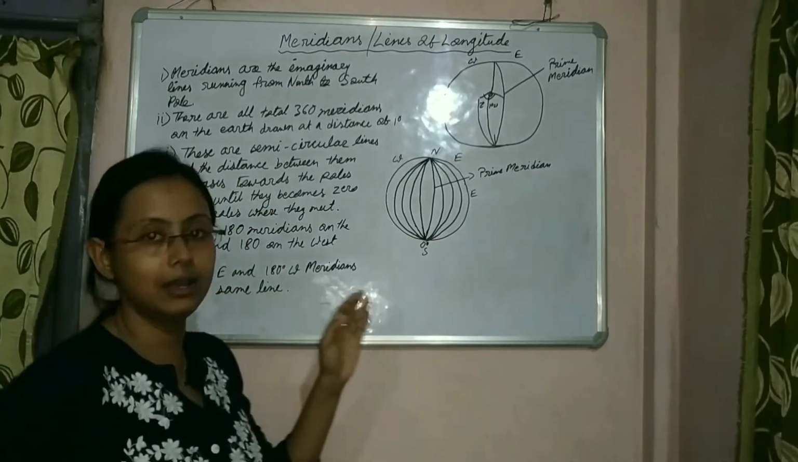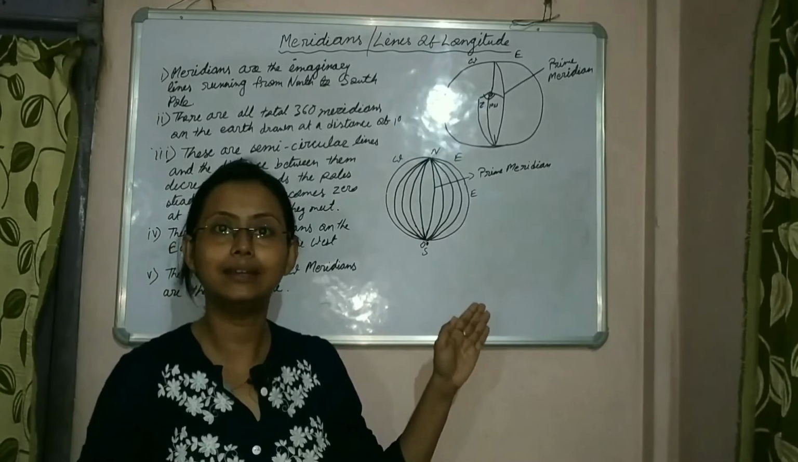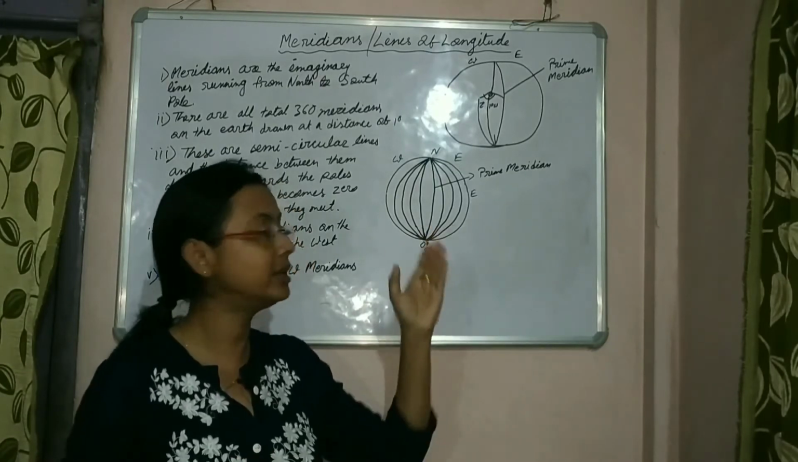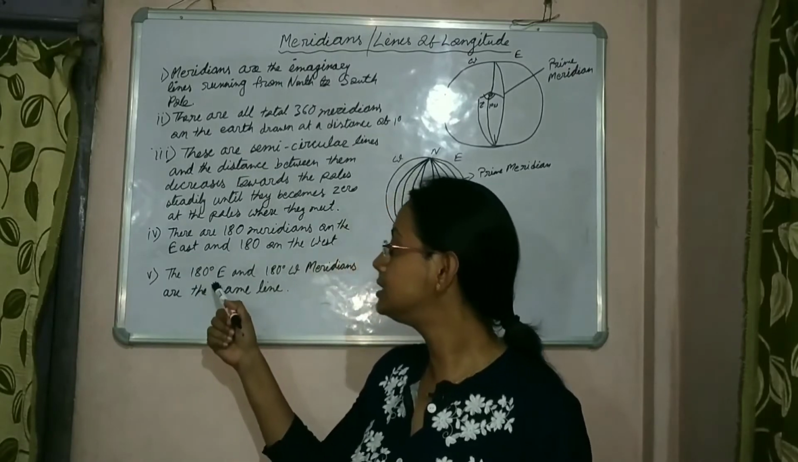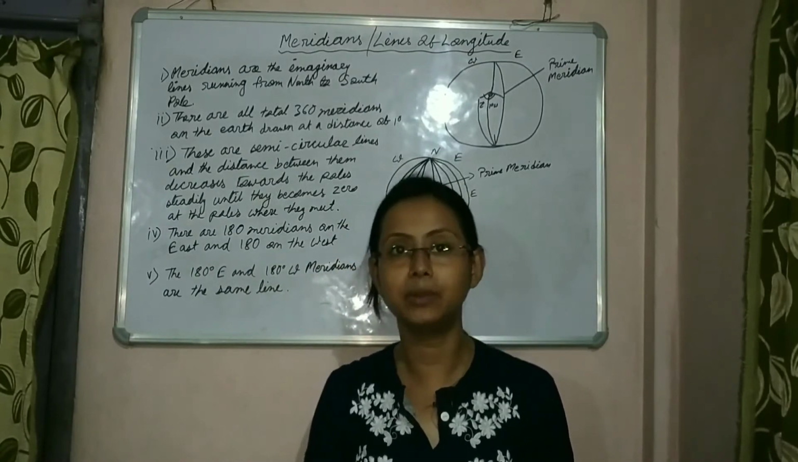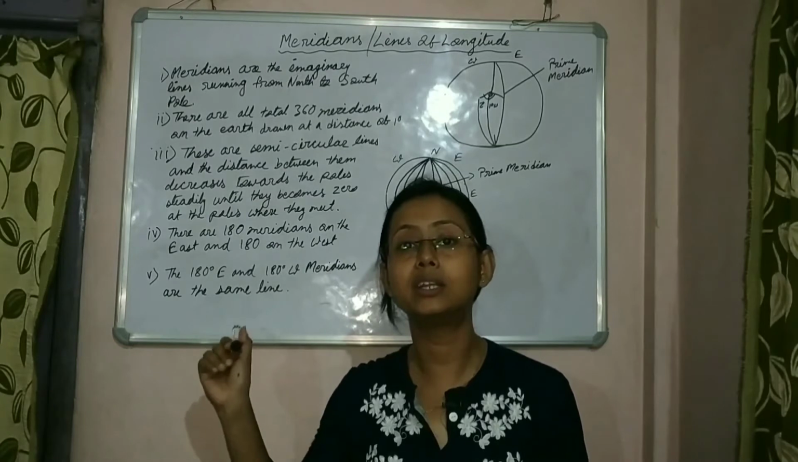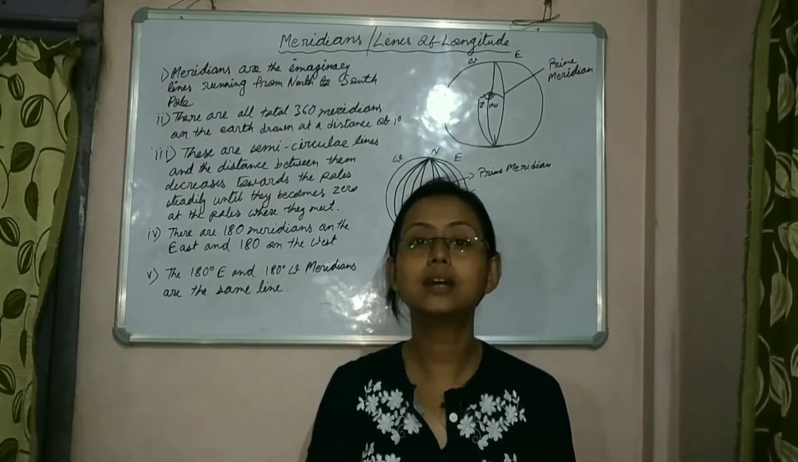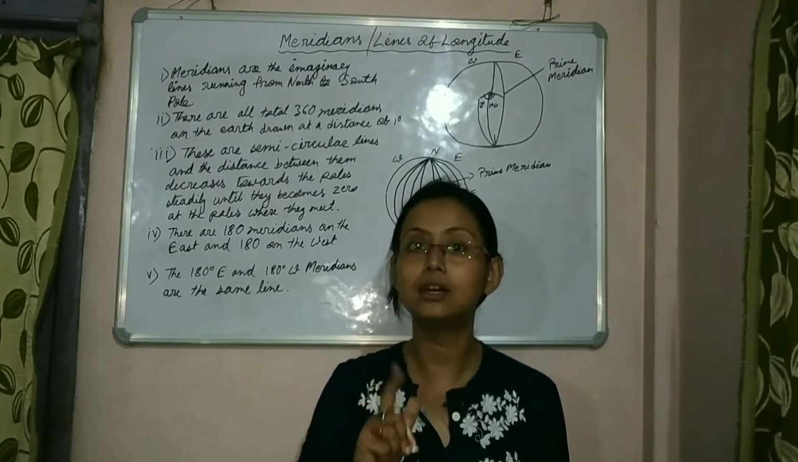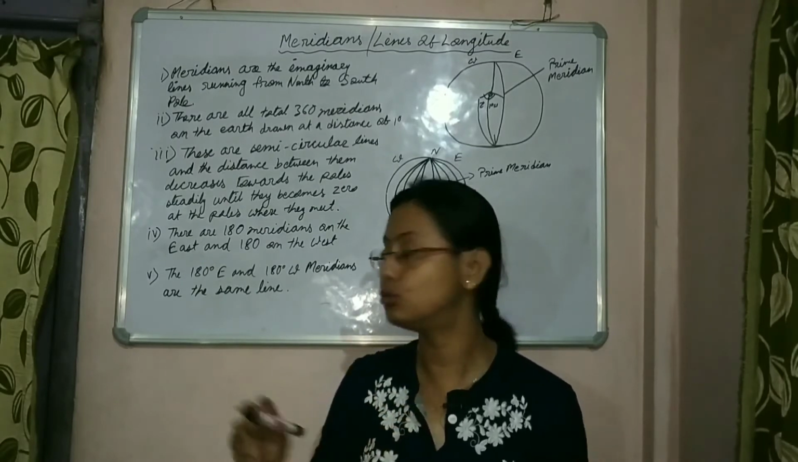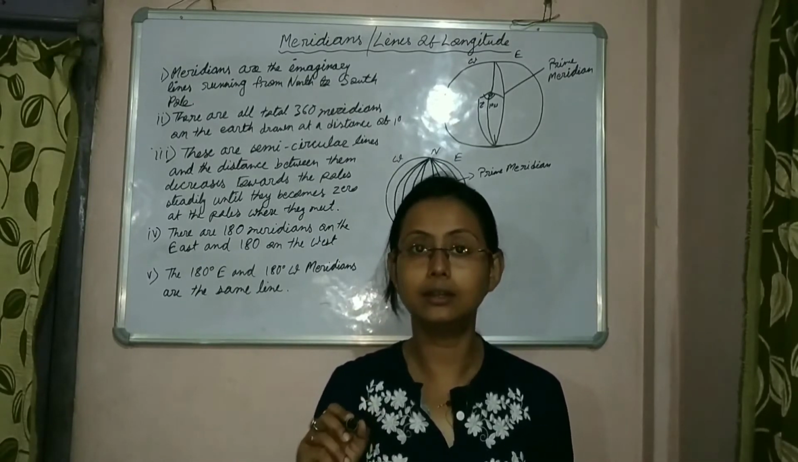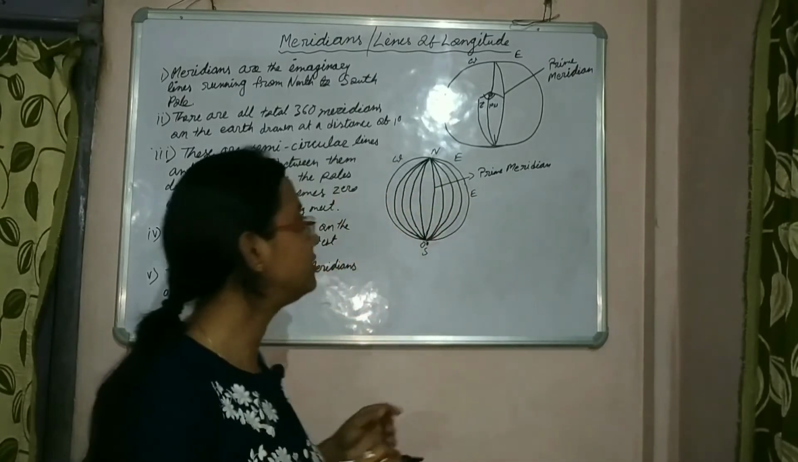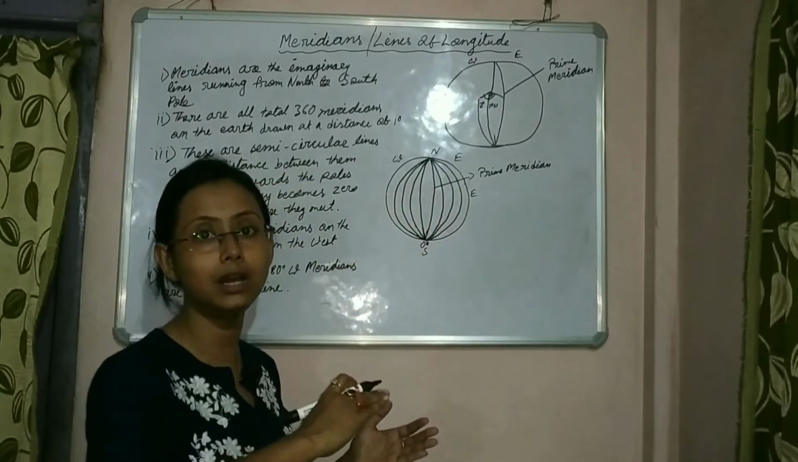And I have already said 180 meridian lines have been drawn on the east and 180 on the west. Now another thing which I have mentioned: the 180 degree east and 180 degree west meridian, or 180 degree east or 180 degree west longitude, are not two different lines, they are one line. And that line, this 180 degree line, is also called the international date line.